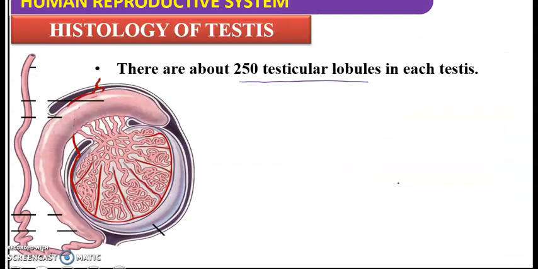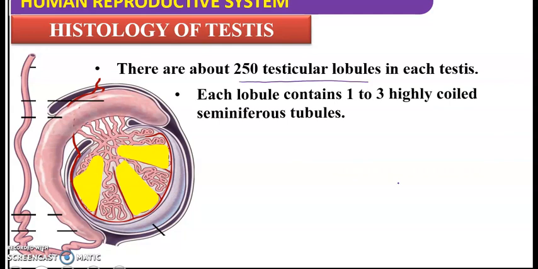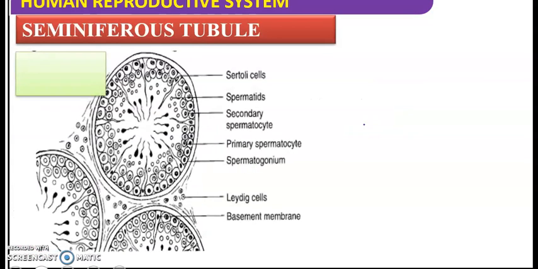So, as we have discussed, there are 250 lobules in each testis, and each lobule contains these coiled structures. These coiled structures are called seminiferous tubules. In short, it is written as SFT. It will be easy for you to remember that. So, each lobule contains 1 to 3 highly coiled tubular structures called the seminiferous tubules.